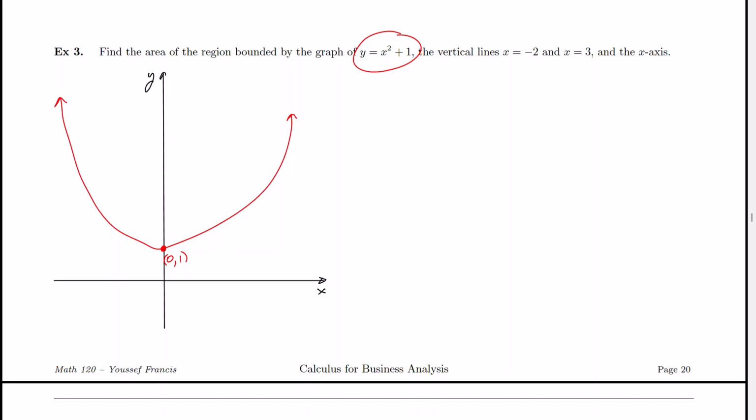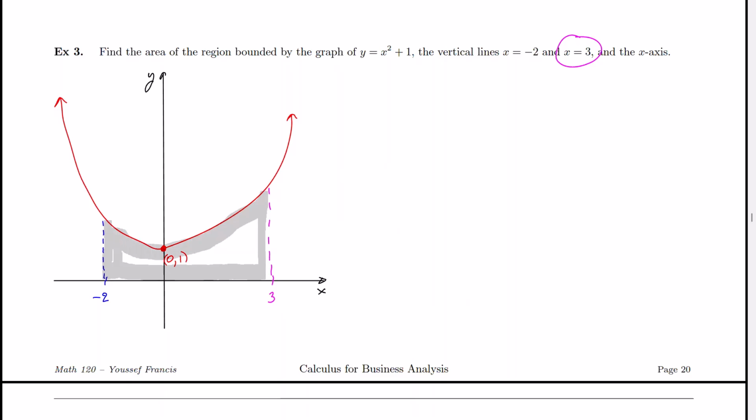I have two lines that basically were mentioned. There's the line x equal to negative 2, so I'm going to pretend like negative 2 is here somewhere. They want me to start at this location and end at the location where x is equal to 3. So let's pretend like this is 3 here, so we're going to basically stop there. And they want to know what's the size of the area bounded by the function, the x-axis, and these lines.